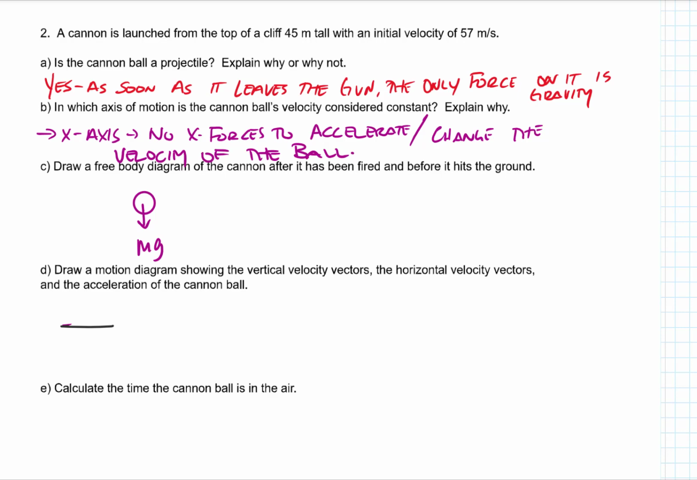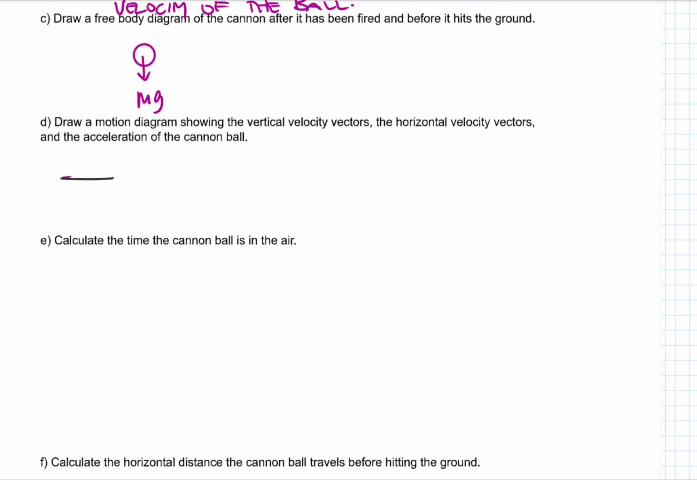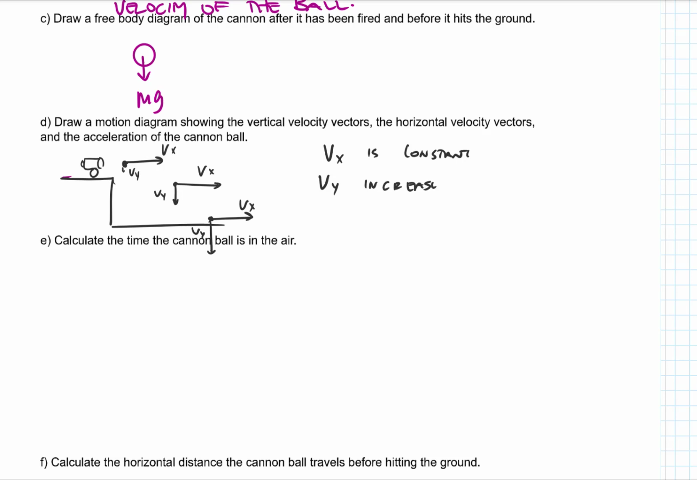Draw a motion diagram showing velocity and acceleration for the cannonball as it's in the air. So it's going to follow that path. The velocity in the x direction stays the same, but the velocity in the y increases because it's accelerating in the y direction. So we need to see that velocity in the y getting bigger. And the acceleration is always down. The velocity in the x is constant. The velocity in the y increases because we have a downward acceleration the whole time.